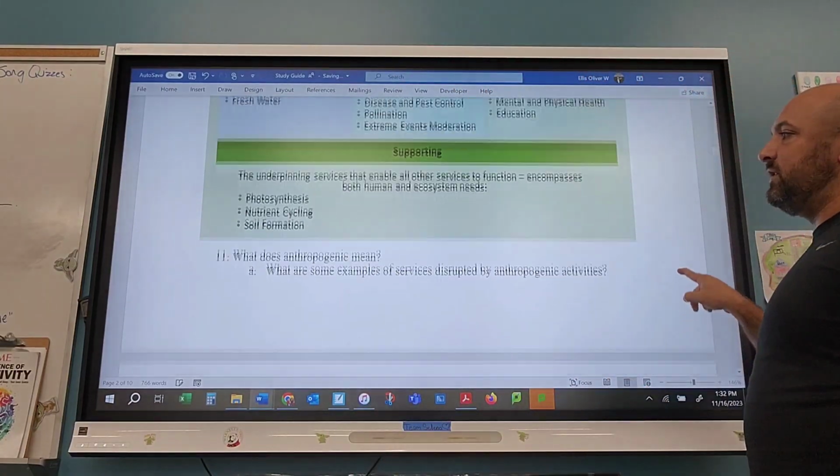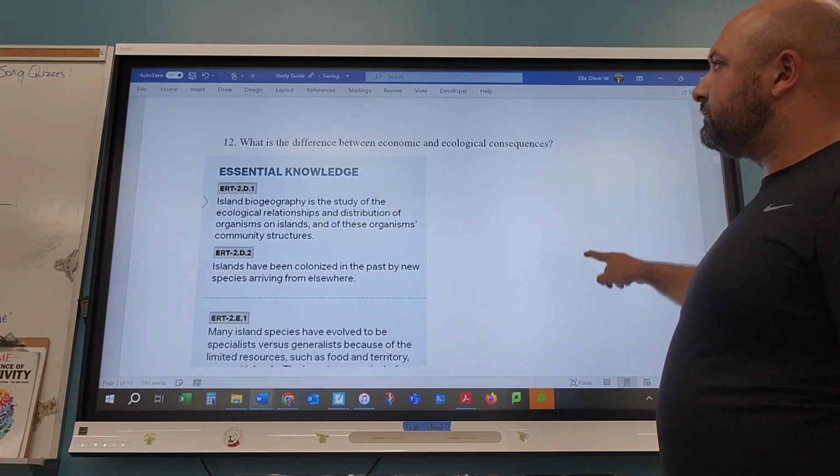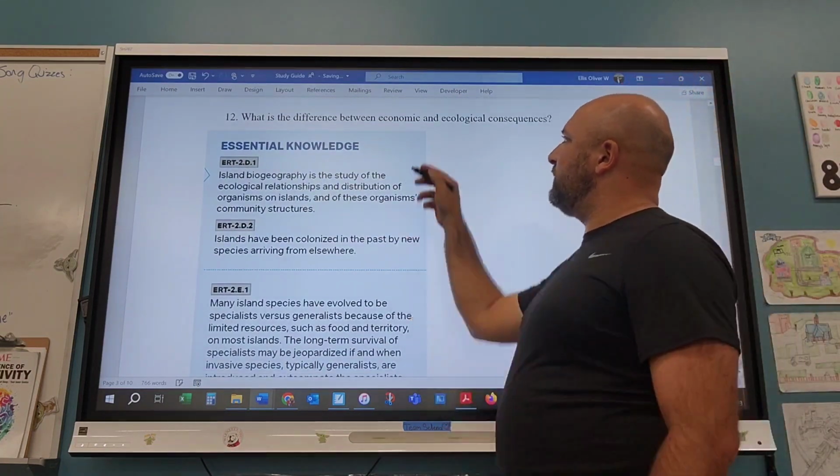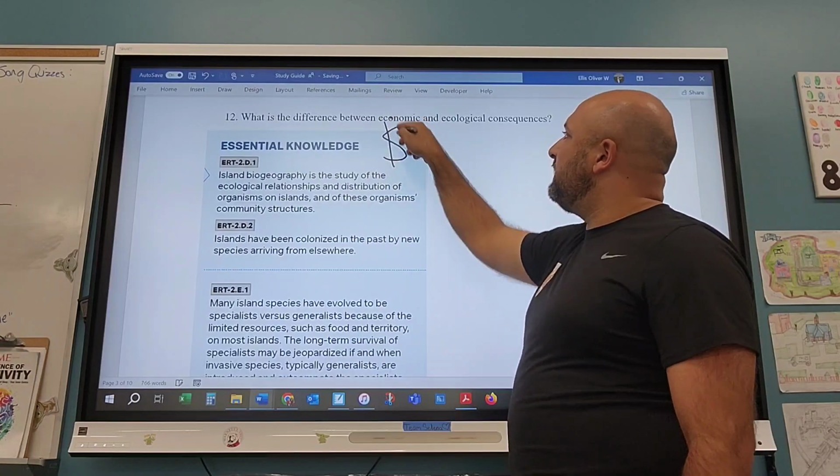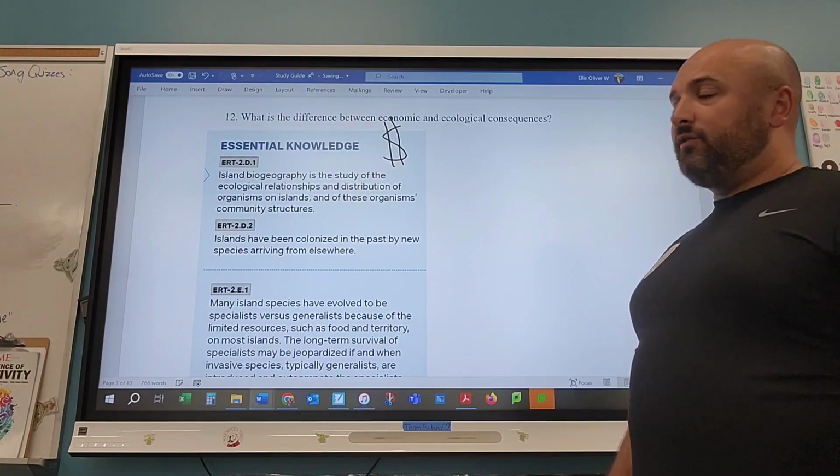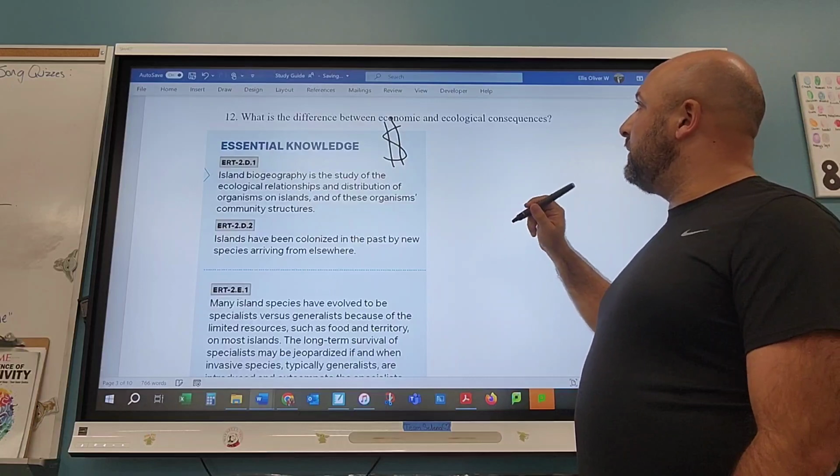We disrupt all of the services they provide for living things. What's the difference between economic and ecological consequences? Economic means money. Please pay attention to that. That'll be on your FRQ. It's all about the money. Okay? Economics is all about the money.